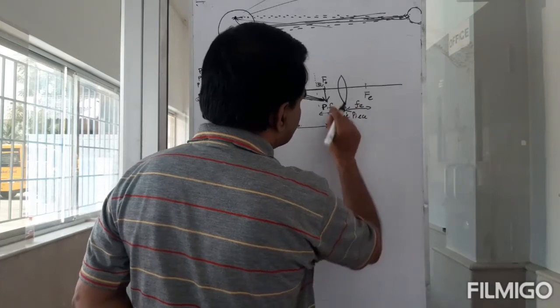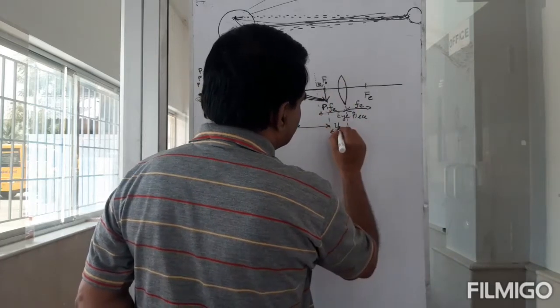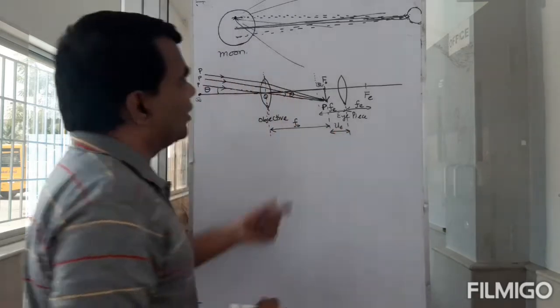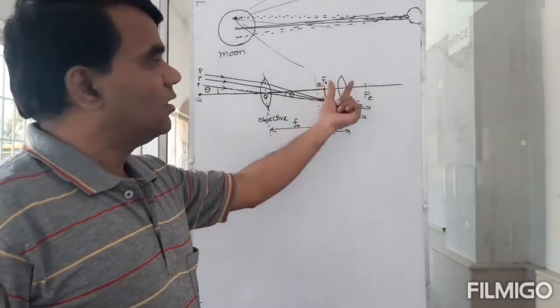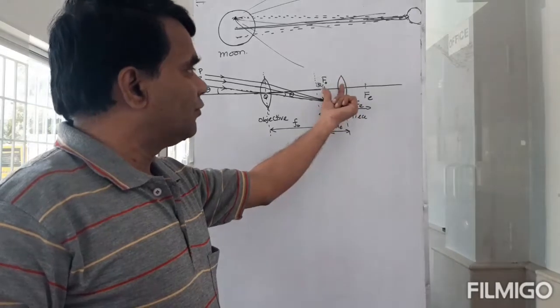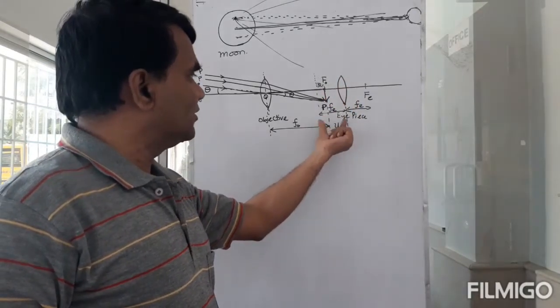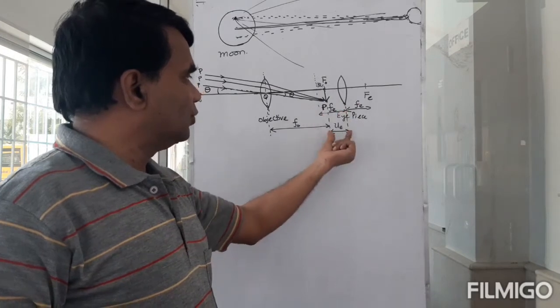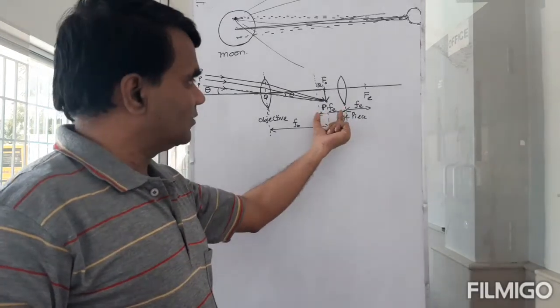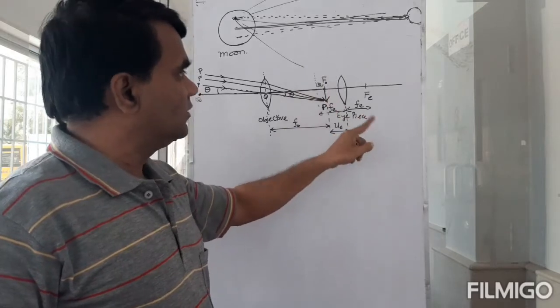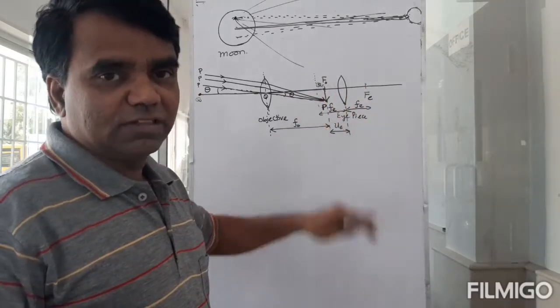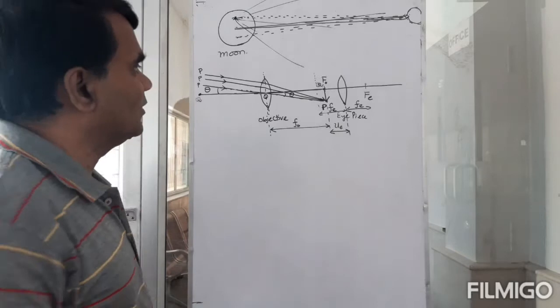This is actually UE, the object distance for this lens, right? Because this is where the image is. This is UE, but this is FE. UE is less than FE. I'm keeping it within the focal length of this, so you can understand this part.